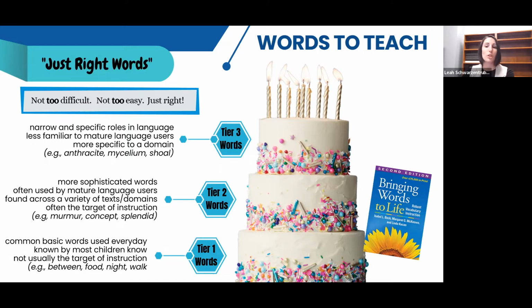The most familiar approach is the 3-tier system developed by Isabel Beck and her colleagues. In this system, a word is chosen based on its importance and utility. Tier 1 words are words that are most commonly used in everyday situations, words that most children know. These are not often the target of our instruction. Tier 2 words are those more sophisticated words that are used by mature language users. These words can be found across a variety of domains, and this is where we often focus our explicit instruction. And then we have Tier 3 words that are very precise, playing certain roles in our language. These words are less familiar to many language users as they are specific to a given domain.